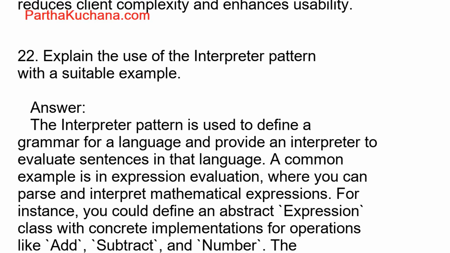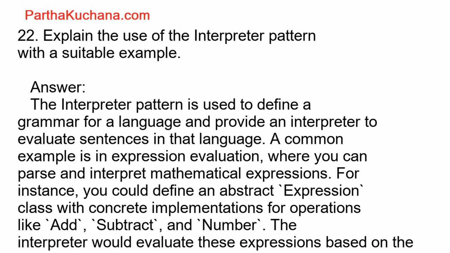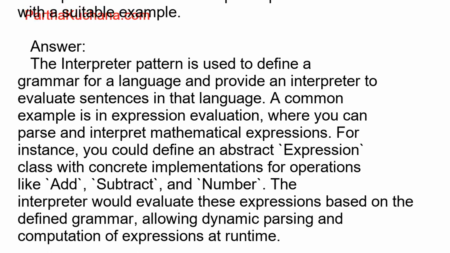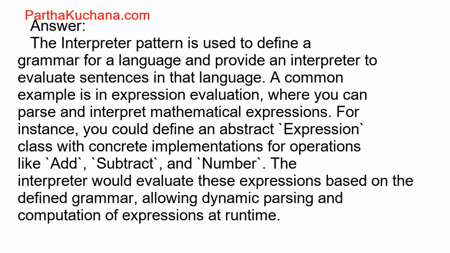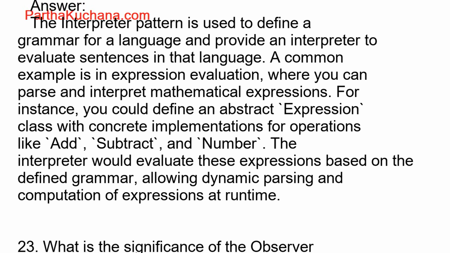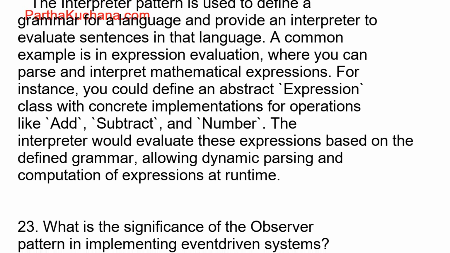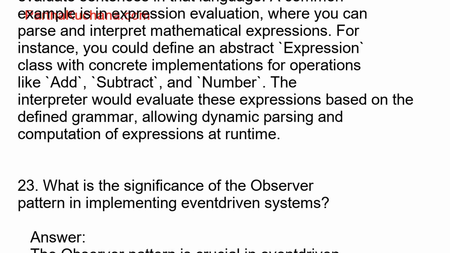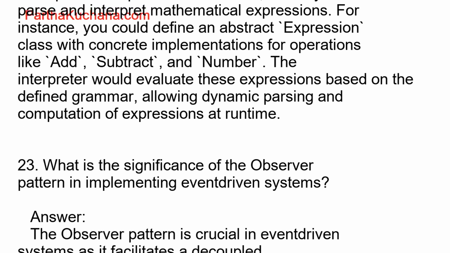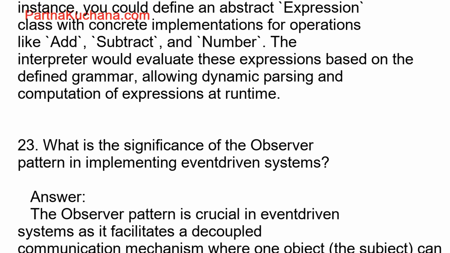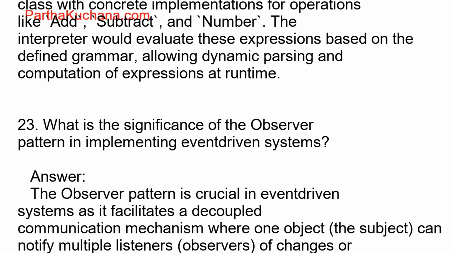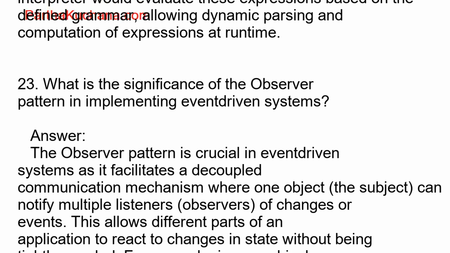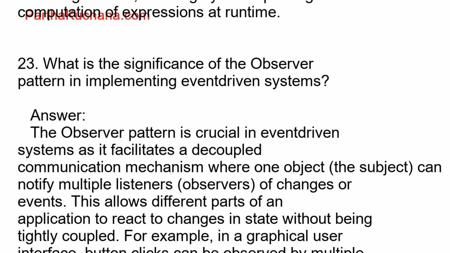23. What is the significance of the observer pattern in implementing event-driven systems? Answer. The observer pattern is crucial in event-driven systems as it facilitates a decoupled communication mechanism where one object, the subject, can notify multiple listeners, observers, of changes or events. This allows different parts of an application to react to changes in state without being tightly coupled. For example, in a graphical user interface, button clicks can be observed by multiple components that need to react, like updating a display or logging actions. This promotes flexibility and scalability in event handling.